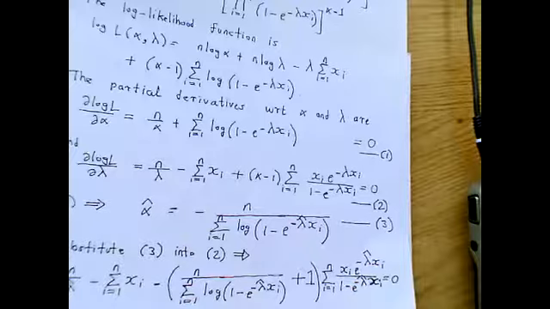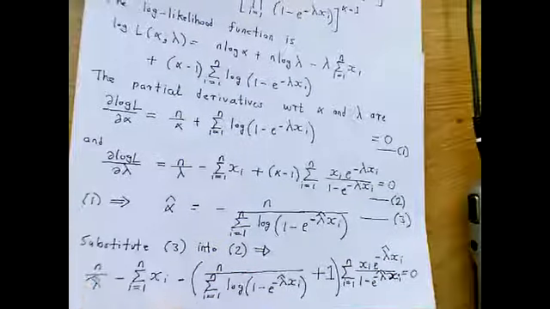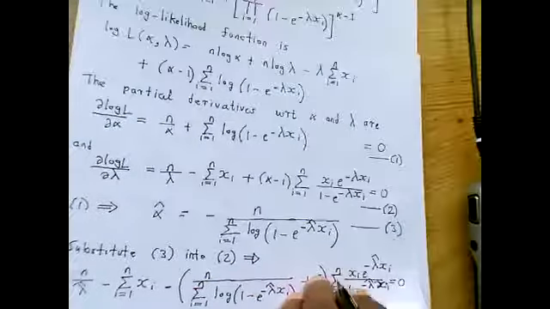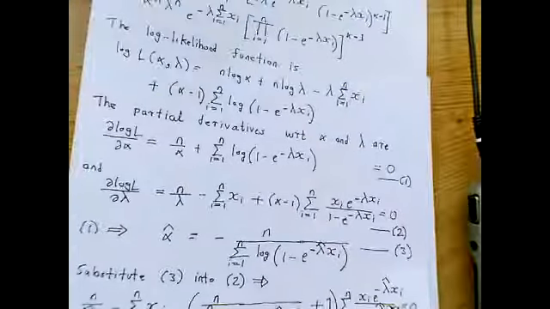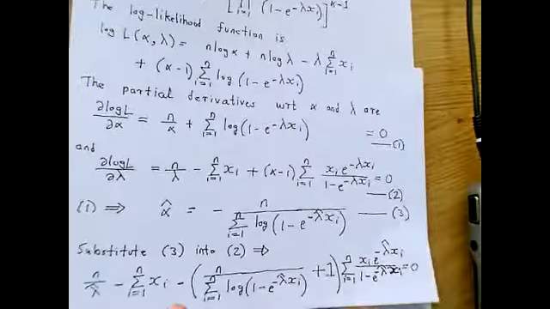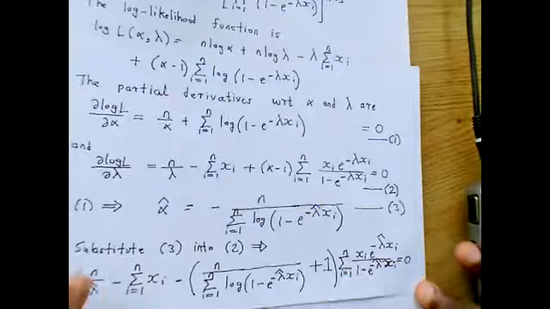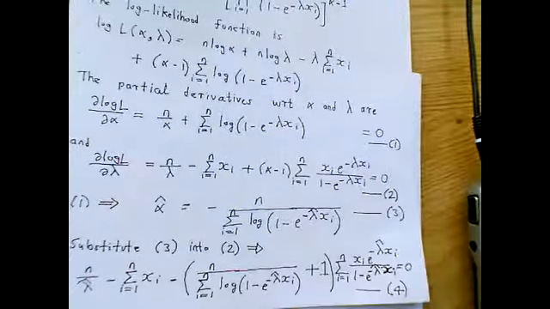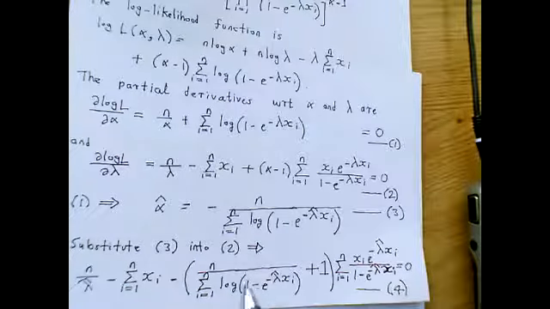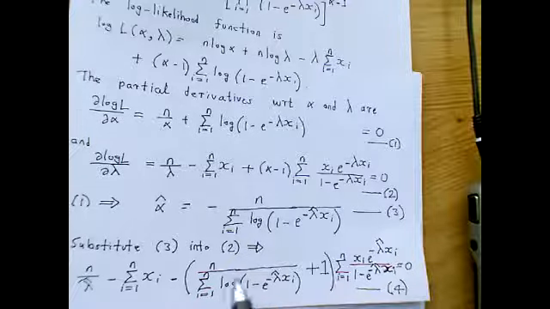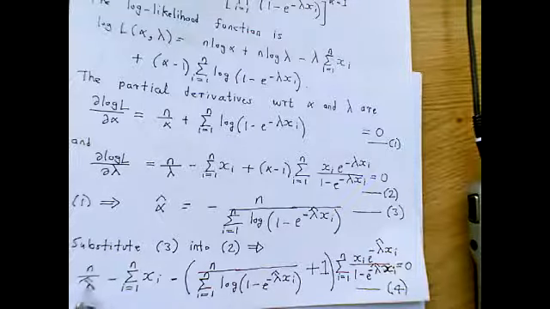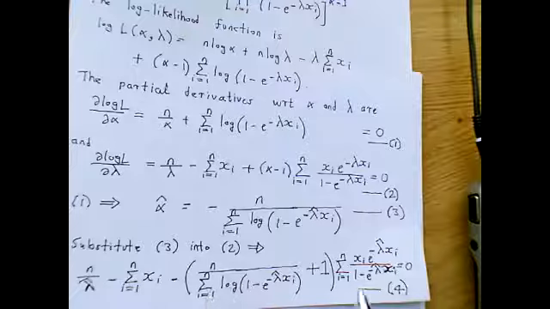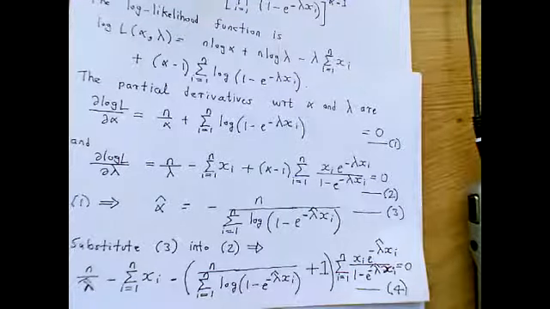All right. Let me call this equation 4. I hope you can see this. Can you see it, guys? Yes. Now, if you look at equation 4, you will see that there's only one unknown parameter in equation 4, namely lambda hat. So you can easily solve equation 4 to obtain a solution for lambda hat.